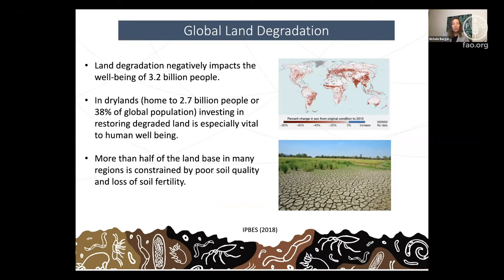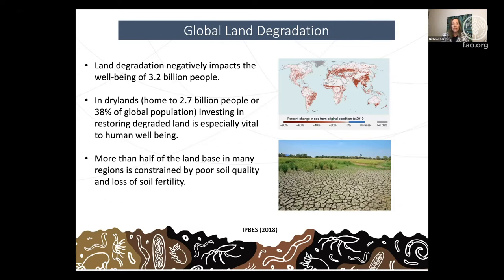And in drylands, which is home to 38% of the global population, I just want to stress the importance in this talk today of restoring degraded land, which is especially vital to human well-being in these systems. And when we look at the land base in many of these regions, it is constrained by poor soil quality and loss of soil fertility.